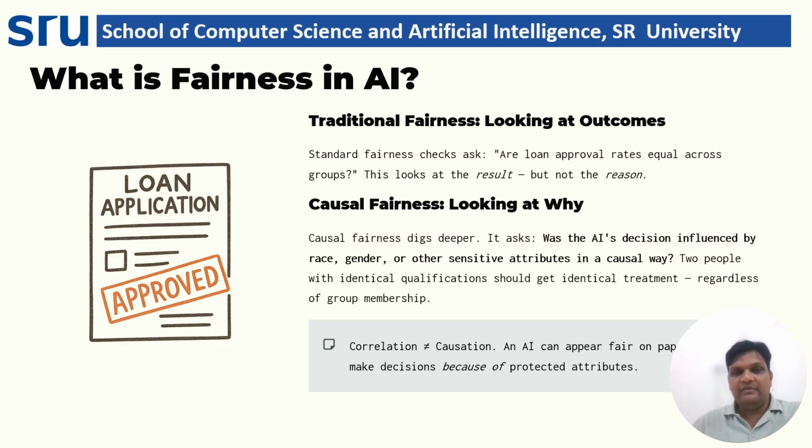Causal fairness looks at why. Causal fairness digs deeper. It asks, was the AI system influenced by race, gender, or another sensitive attribute in a causal way? Two people with identical qualifications should get identical treatment regardless of group membership. Correlation does not equal causation, and AI can appear fair on paper.